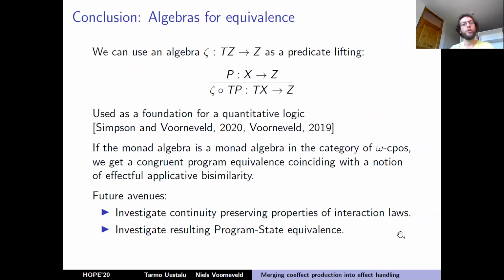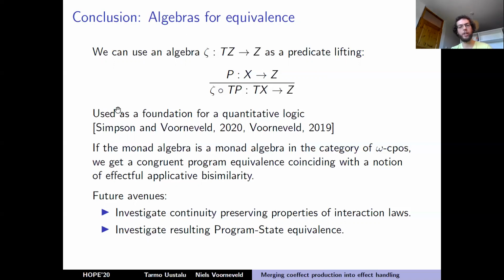Another thing that I've alluded to is the question of whether these merged algebras are actually useful. Well, the nice thing is that once we have an algebra that interprets the effectful behavior, we can lift predicates on values to predicates on computations that return these values using this simple composition here. And this can be used as a foundation for a quantitative logic, which can be used to verify or specify properties of programs. In these examples, it is in Hoare style, a weakest precondition style.